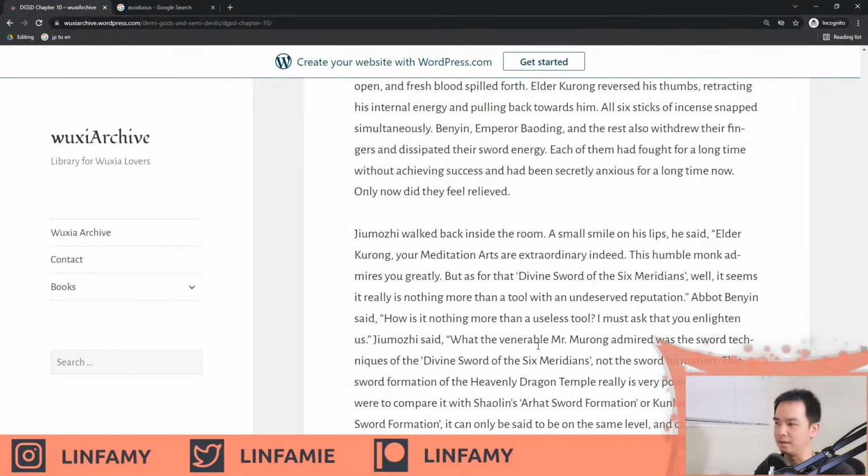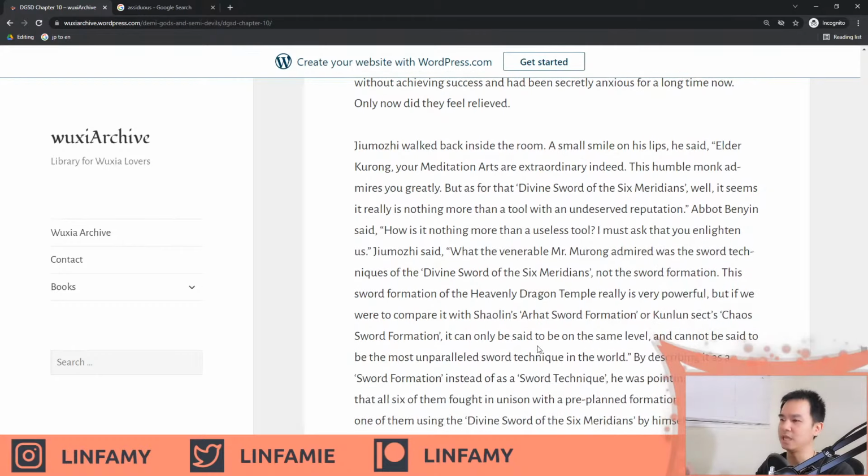A small smile on his lips, he said, "Elder Ku Rong, your meditation arts are extraordinary indeed. This humble monk admires you greatly. But as for that divine sword of the 6 meridians, well, it seems it really is nothing more than a tool with an undeserved reputation." Abbot Bun Yin said, "How is it nothing more than a useless tool? I must ask that you enlighten us."